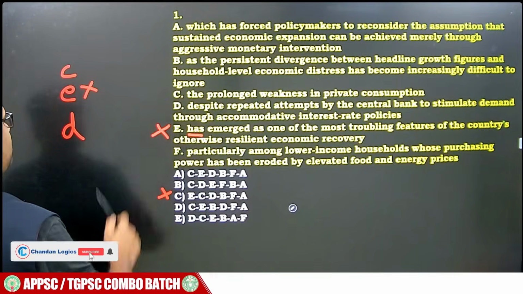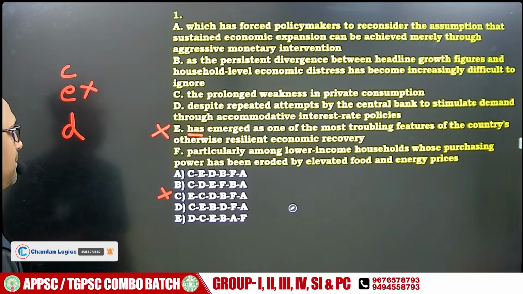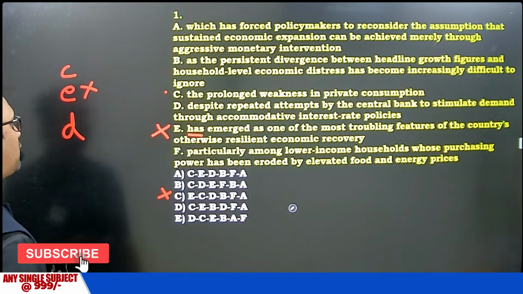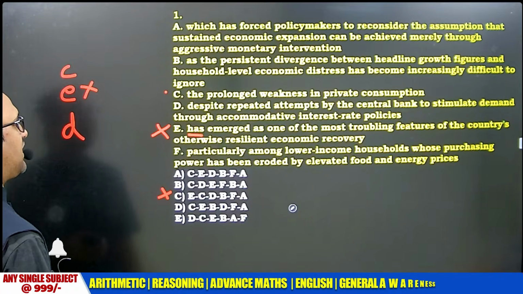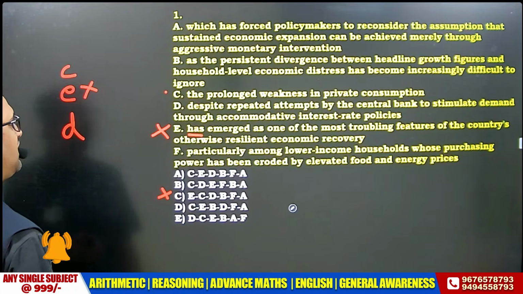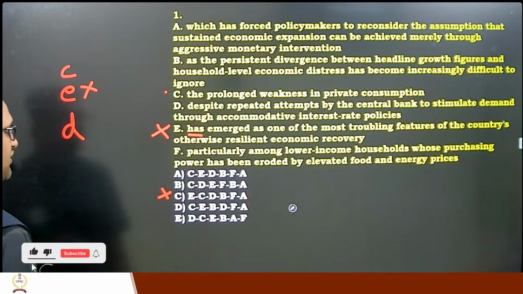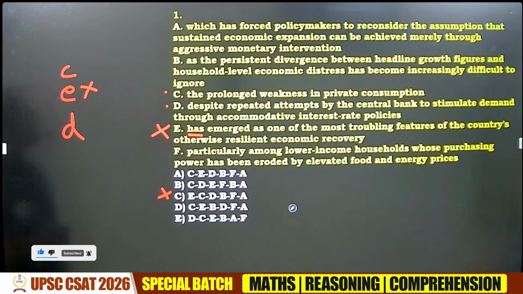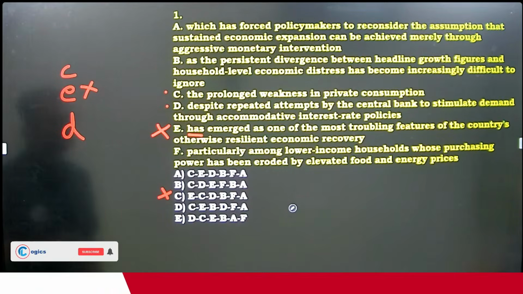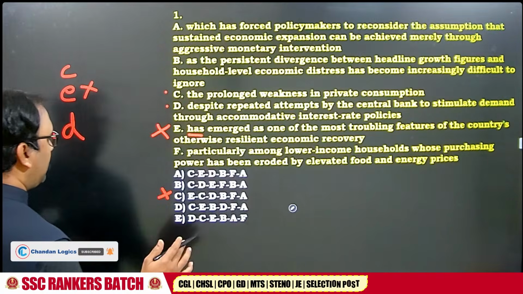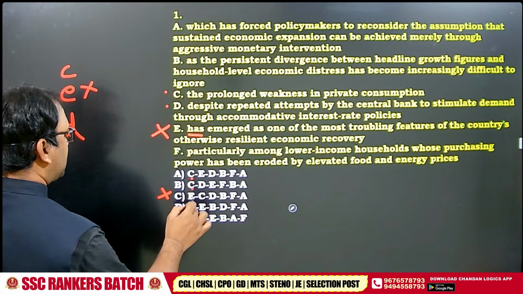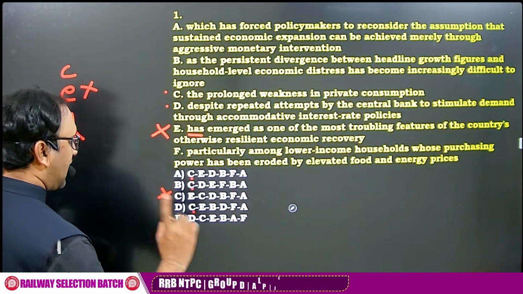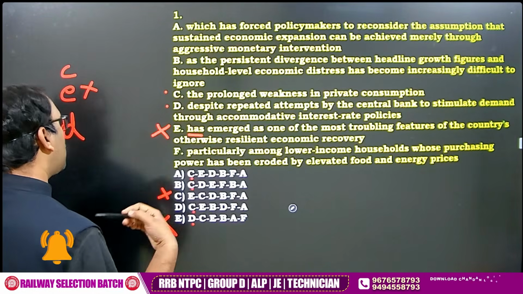You start with C: the prolonged weakness in private consumption. Okay, there is a chance. Start with D: despite repeated attempts by the central banks to stimulate demand through accommodative interest rate policies, there is a chance, a 50-50 chance. But usually there are 3 options with C and only 1 option with D. So I want to take a calculated assumption. I want to take a risk.